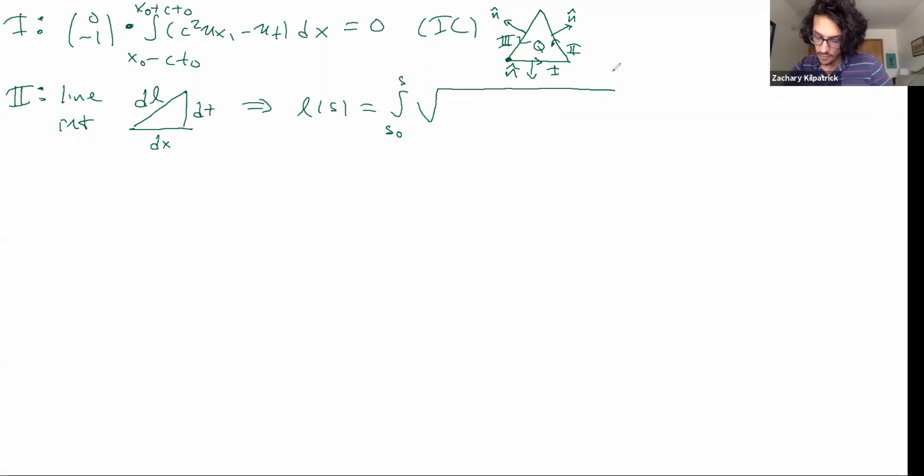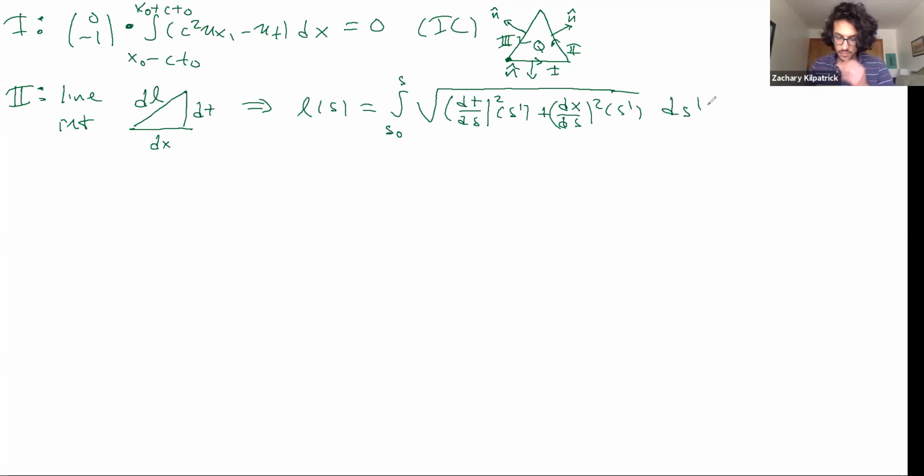The formula for movement along this parameterized line, the value of L that I get for a particular value of my parameter S, is given by this arc length formula. So I get the integral of the square root of (dt/ds) squared, evaluated at S prime, plus (dx/ds) squared, evaluated at S prime, ds prime.